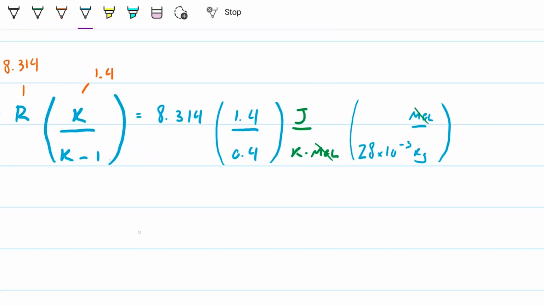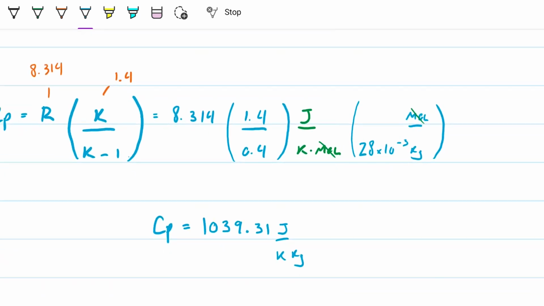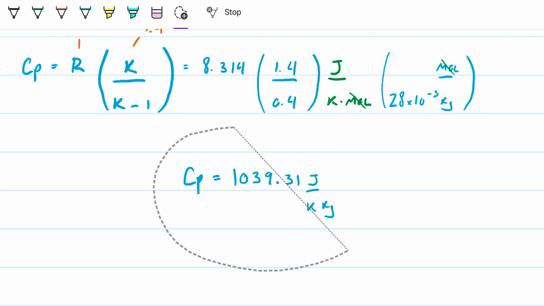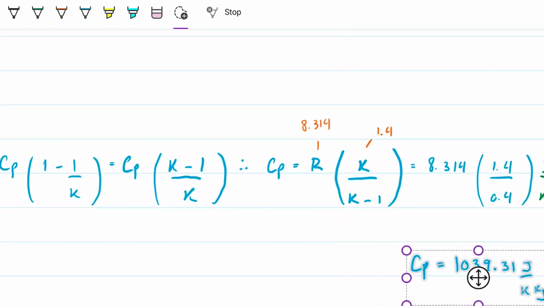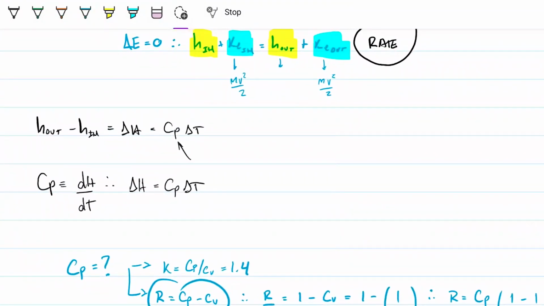All right, cool. So C sub P will be equal to 1,039.31, and that's going to be joules per Kelvin per kilogram. Again, if you have a table, you can use it, or if you can use the internet, you can do this faster. But in case you needed to do it in an exam, that's how you can go about doing it.